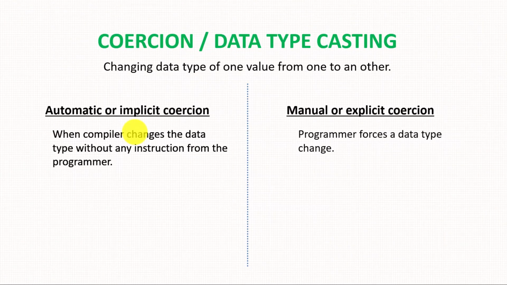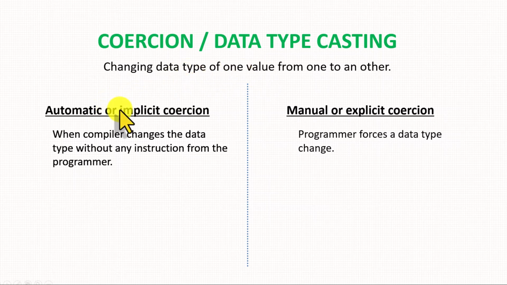Then we are going to discuss coercion, or data type casting. Simply it means changing the data type of a value from one to another. Right now it is a string, I want to change it to a number. Right now it's a number, I want to change it to a string. It is real, I want to change it to integer, or things like that. And changing these data types happens in two different ways. We have two types of coercion.